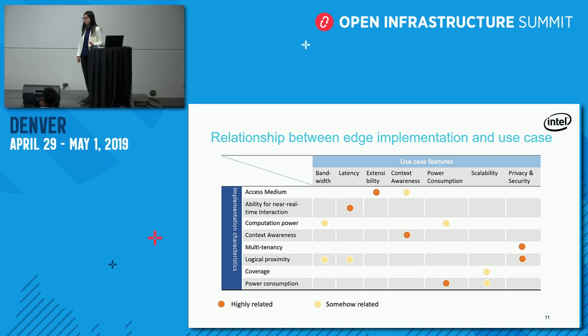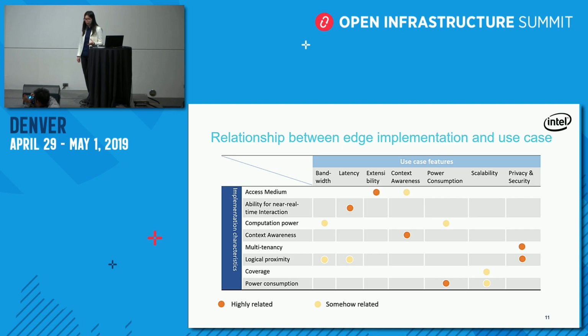Since it could support more protocols, it could be easier to extend to new devices. And also it could be somehow related with the context awareness. Since more protocols are supported, we are going to have more devices connected and provide some context awareness. The ability for near real-time interaction is really highly related with the latency. And computation power is a little bit related with the bandwidth.